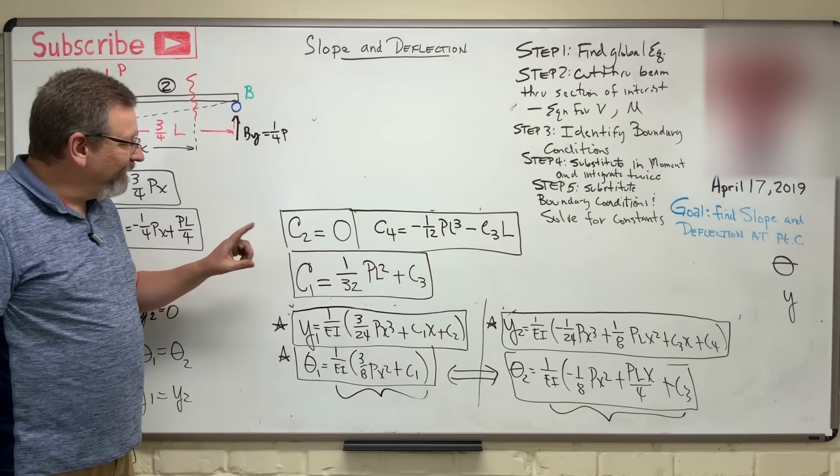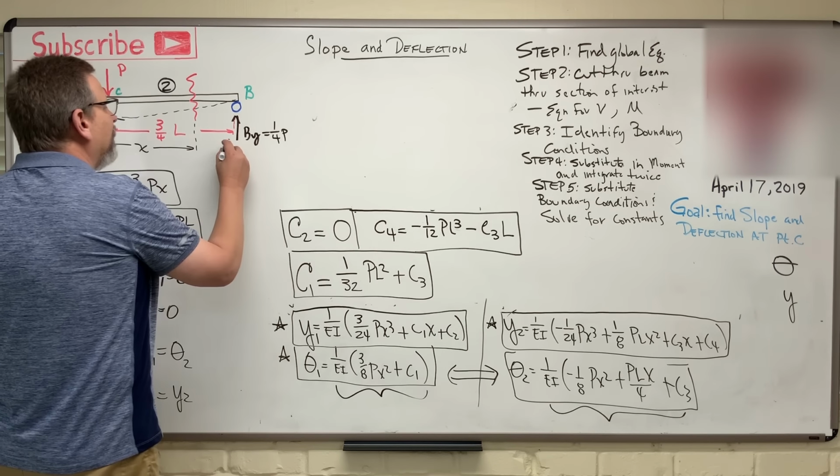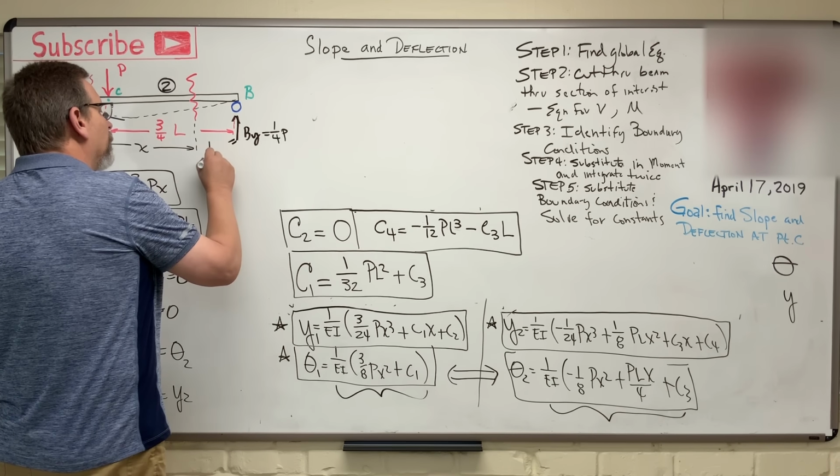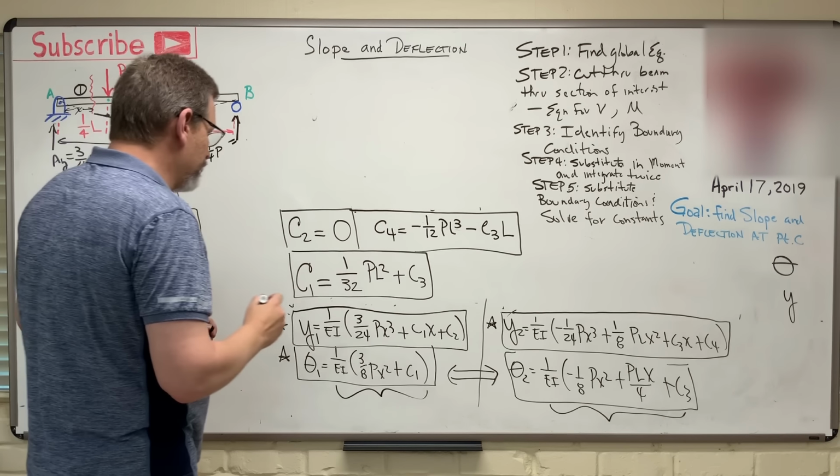Okay, so I'm going to rewrite these guys over there. Just, again, give us some room here. I'm going to do everything I can to get some more room over here. 1/4 P, that's what that was. Okay, so let's just rewrite this over here.